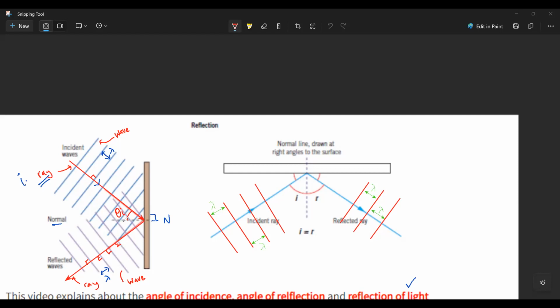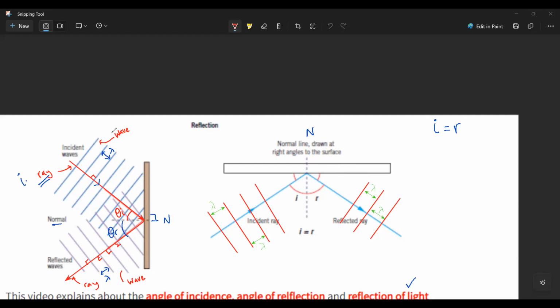The angle between the incident ray and the normal is called the incident angle. Then the wave will be reflected. It follows the laws of reflection. According to the laws of reflection, the incident angle must be equal to the reflected angle. The incident ray, the reflected ray, and the normal all must be on the same plane. Same plane.